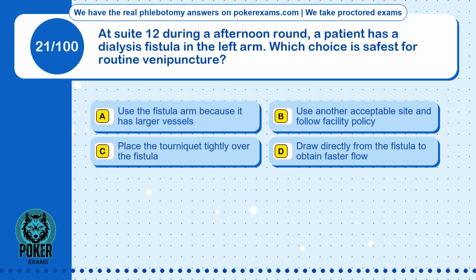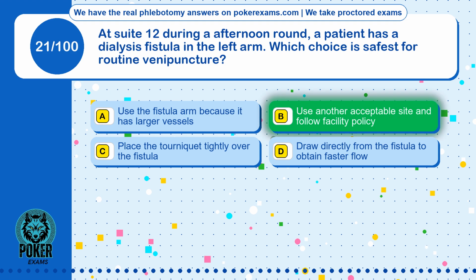Question 21. At Suite 12 during an afternoon round, a patient has a dialysis fistula in the left arm. Which choice is safest for routine venipuncture? Option A. Use the fistula arm because it has larger vessels. Option B. Use another acceptable site and follow facility policy. Option C. Place the tourniquet tightly over the fistula. Option D. Draw directly from the fistula to obtain faster flow.